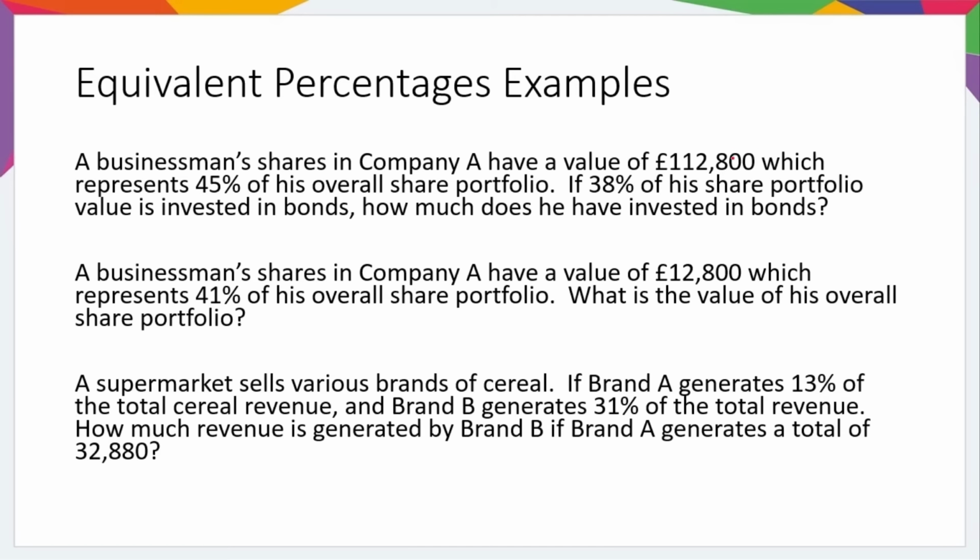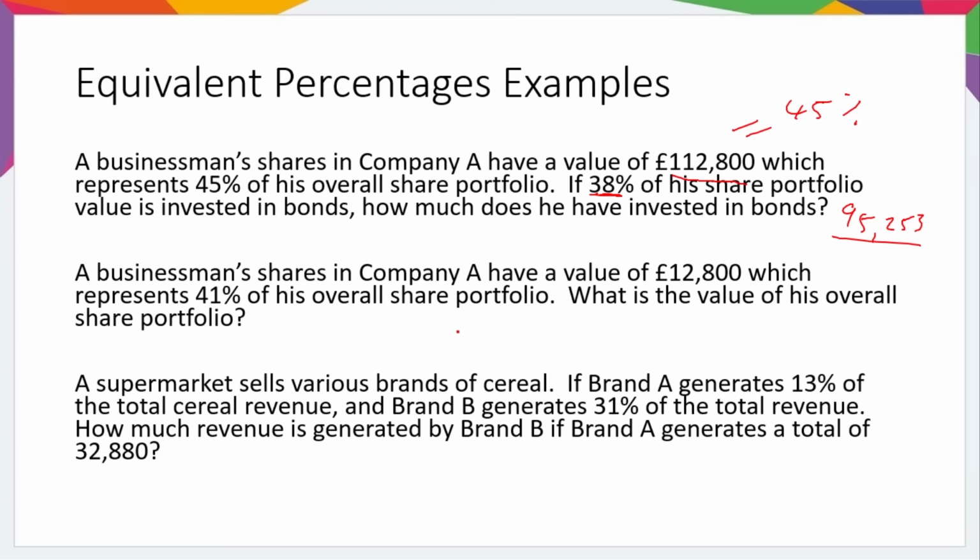These are all quite similar. So we're told that this amount here equals 45%, and we want to work out 38% that's invested somewhere else. So the calculation is we're going to work out what 1% is. If this is 45%, then 1% is going to be 112,800 divided by 45. That is 2,506, and then we're just going to multiply that by 38. And that tells me that in bonds, he has 95,253 to the nearest pound.